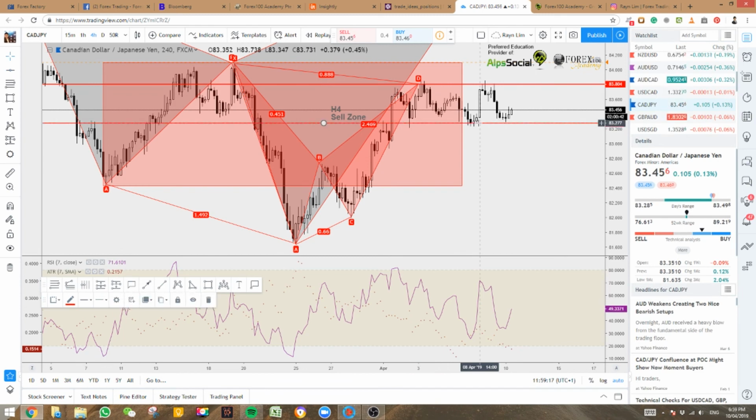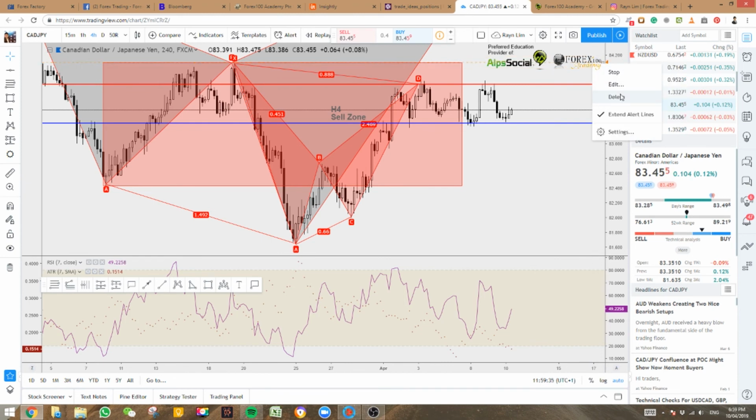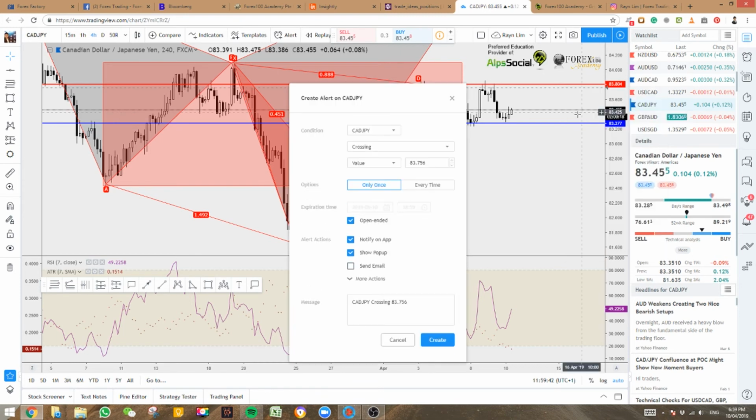And this is my support line. Make sense? So what I can do is look for a selling opportunity over here. No longer important for me. Delete away. Over here, I'll set an alert. Right click, add alert. 4-hour chart, S and R. Alright.